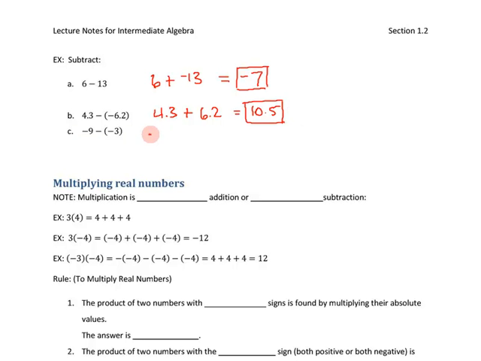Same thing here. If I have negative 9 minus negative 3, the opposite sign of negative 3 is positive 3. So negative 9 plus 3. Opposite signs mean I subtract. So I get 6. And I keep the sign of the larger number, so it's negative. Okay, so those are the rules for adding and subtracting. How do we multiply? Let's look at that.